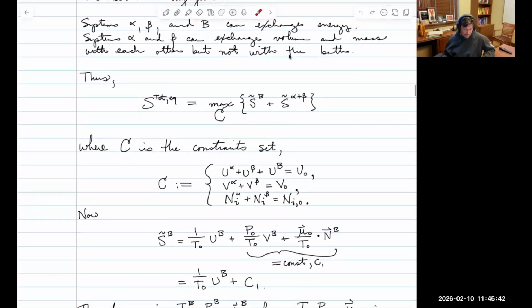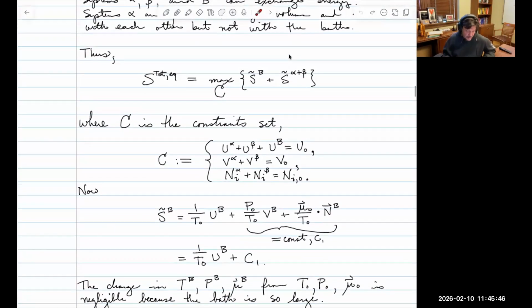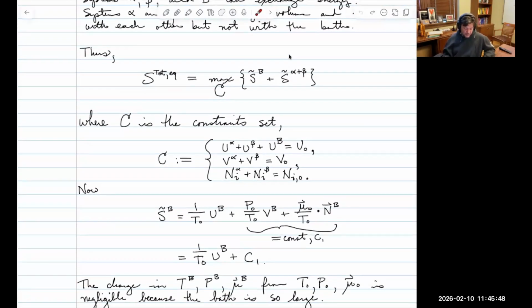All right, so now let's go through our usual characterization for finding the equilibrium conditions for this. But now we want to take into consideration the fact that the temperature, pressure, and chemical potential in the bath are not going to be perceptibly changing from T naught, P naught, and mu naught.